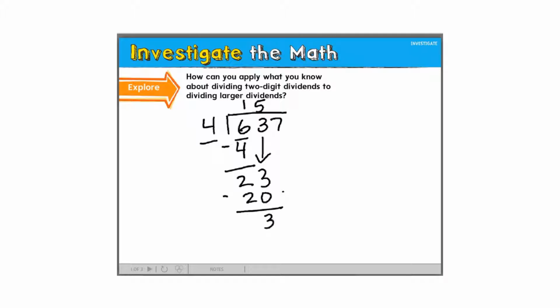Subtract and I get 3. Bring down the 7. 4 into 37 goes 9 times. 9 times 4 is 36. And I get 1. I did hear someone say while you guys were working, wow, what a big remainder.